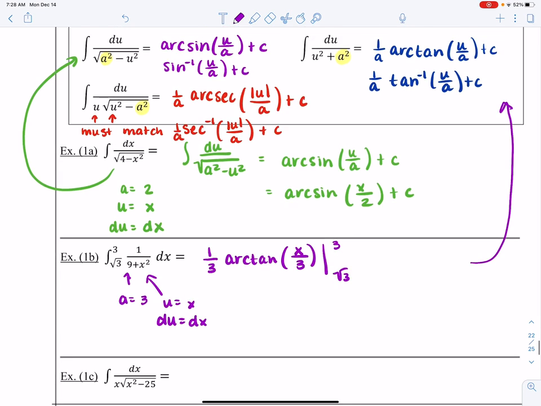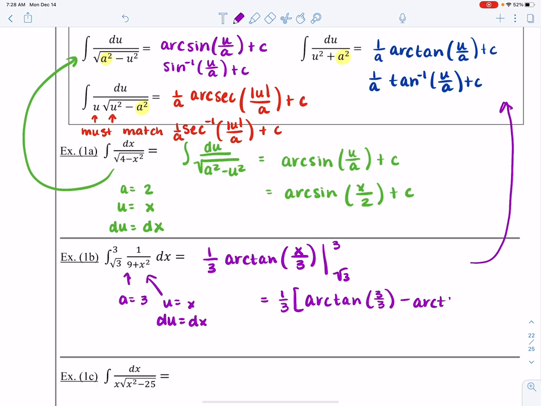You are going to have to know your unit circle here, so be very careful. I would put the 1/3 on the outside. So now I have arc tangent of 3 over 3 minus arc tangent of root 3 over 3. Keep in mind where arc tangent is defined. So if I want to find arc tangent of 1, that's going to say where on the unit circle is tangent 1. Well, that would be at pi over 4.